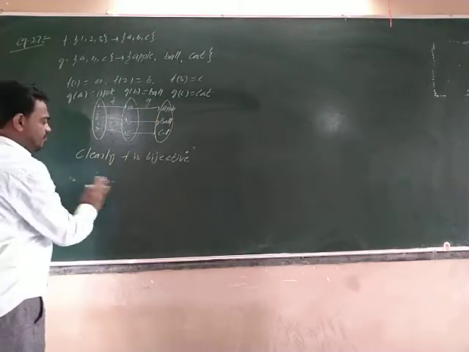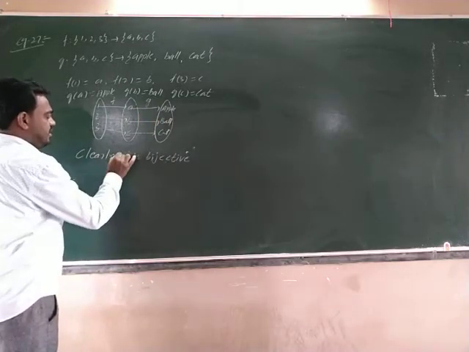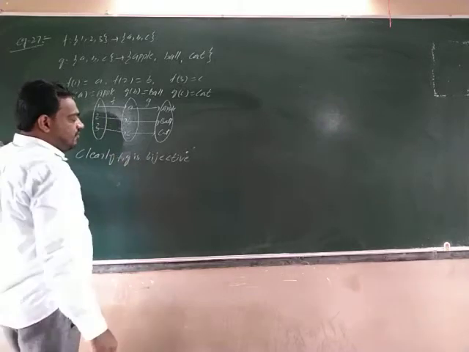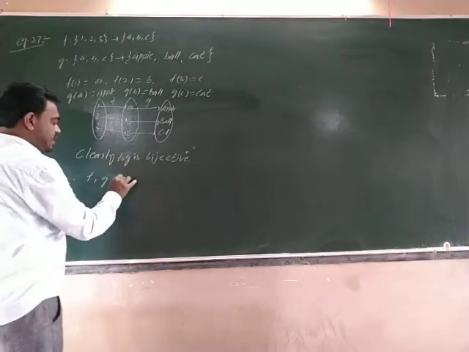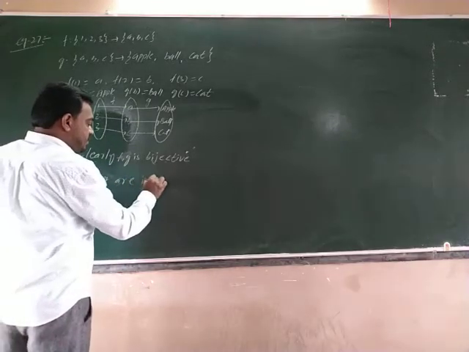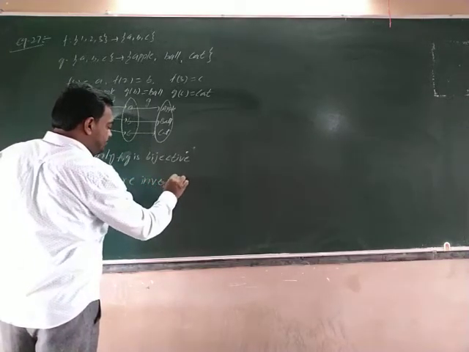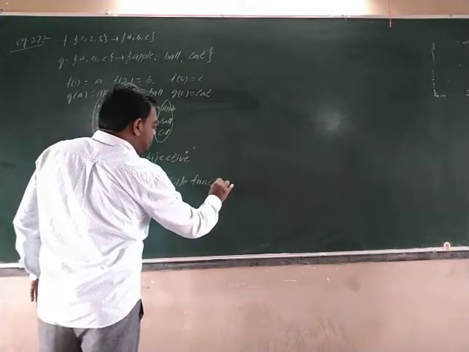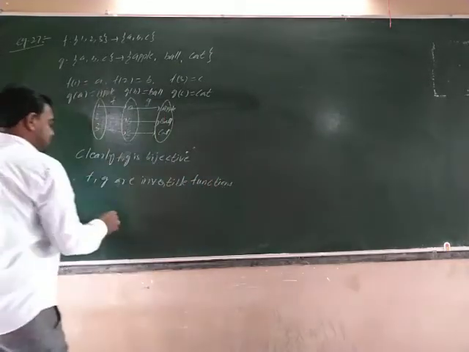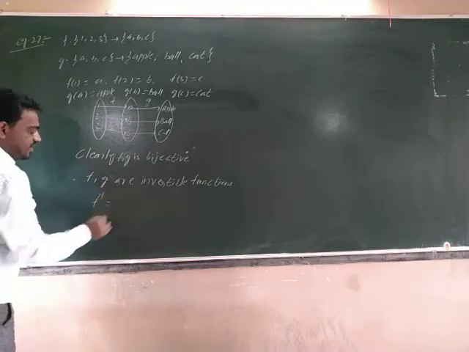Here you see f and g both are bijective. That means f and g are invertible functions. Therefore, the inverses of the functions exist.